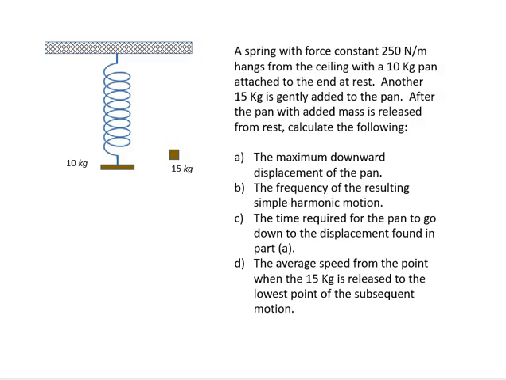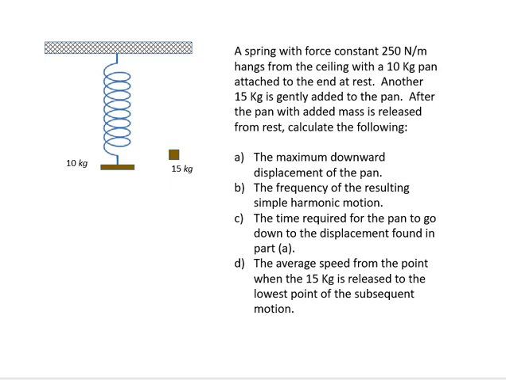So we'll look at this with an example where we have a spring with a spring constant of 250 newtons per meter hanging from a fixed ceiling with a 10 kilogram pan attached to the other end. And we'll place a 15 kilogram object in the pan and release from rest. And we'll be interested in finding questions like the maximum downward displacement that the pan will go.